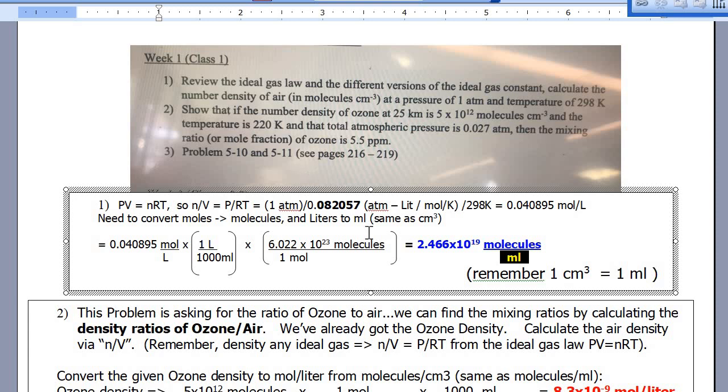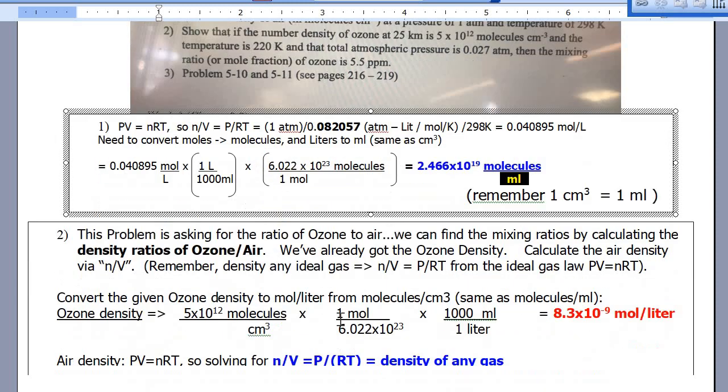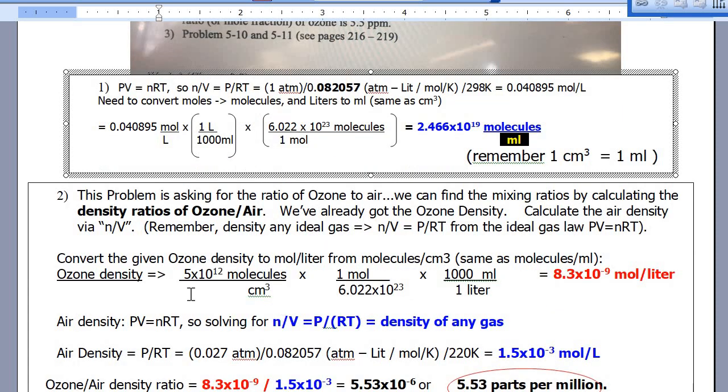So be careful. A mixing ratio is a ratio of either the volumes or the moles, or, you ready for this, a ratio of the densities. It's all the same thing. Ratio of moles, ratio of volumes, for gases we're talking, or ratio of densities, all give you a mixing ratio. So in this case, we want to use the density ratios.